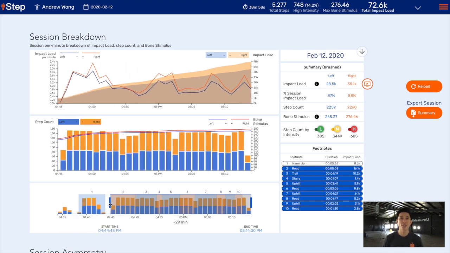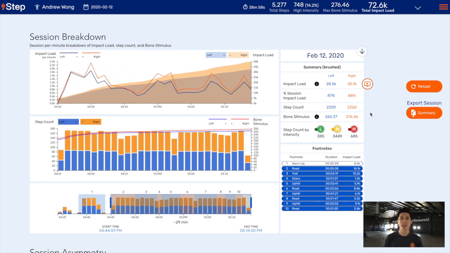If we brush to just the run itself, we can see that the step counts are very similar. Therefore, the impact load must differ because the size of each impact generated by each step must be larger on average on the right leg versus the left. The higher intensity a step, the more it will contribute to impact load.